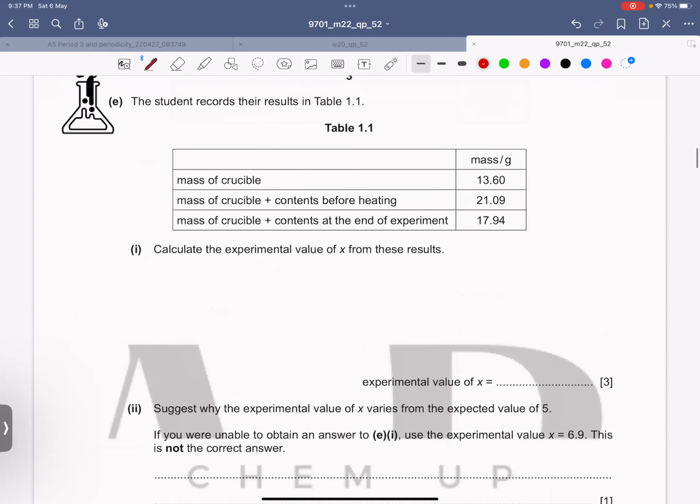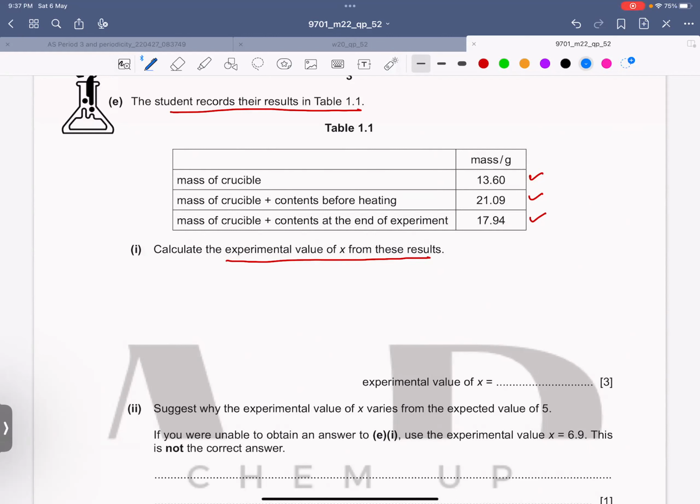Now, part E. The student records their result in table 1.1. The mass of the crucible and the content before heating, and the mass of the crucible and the contents at the end of the experiment. Calculate the experimental value of X from these results. Okay. So from these three values, I can find the mass of copper 2 sulfate and the mass of water that is lost from that copper 2 sulfate.